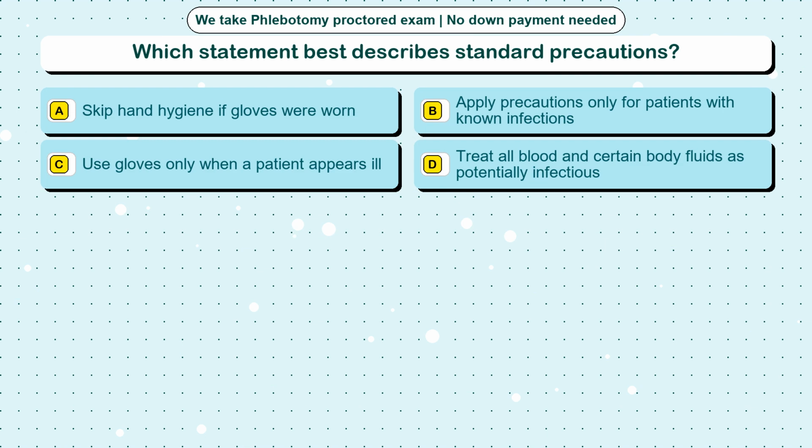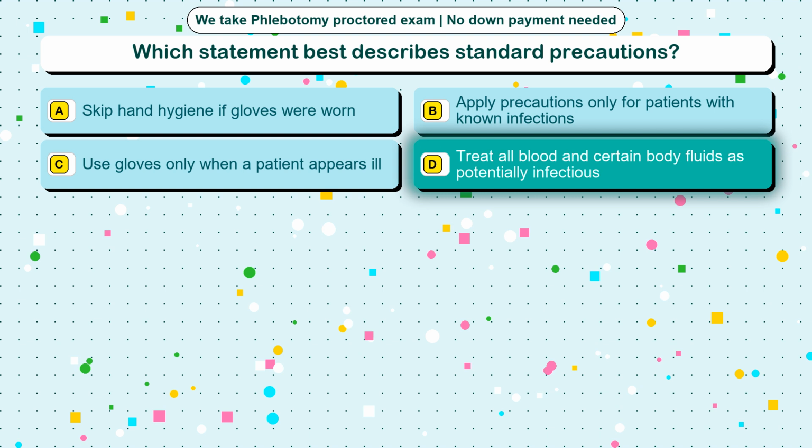Question 24. Which statement best describes standard precautions? Option A. Skip hand hygiene if gloves were worn. Option B. Apply precautions only for patients with known infections. Option C. Use gloves only when a patient appears ill. Option D. Treat all blood and certain body fluids as potentially infectious. The correct answer is option D.